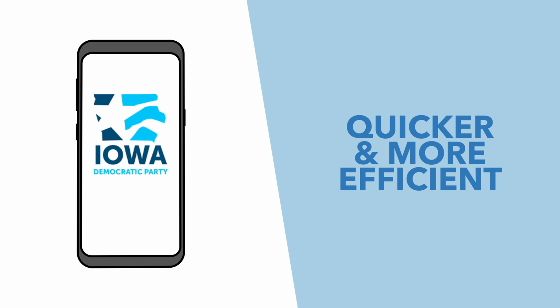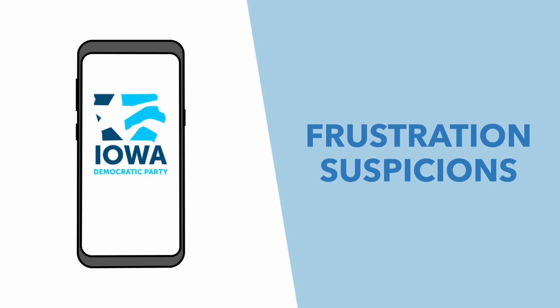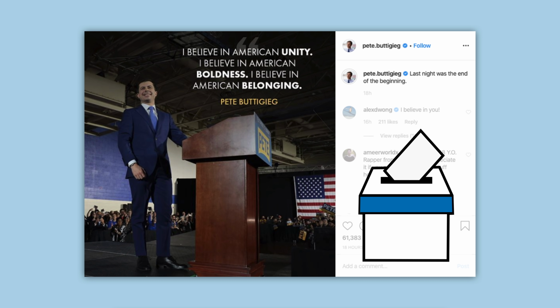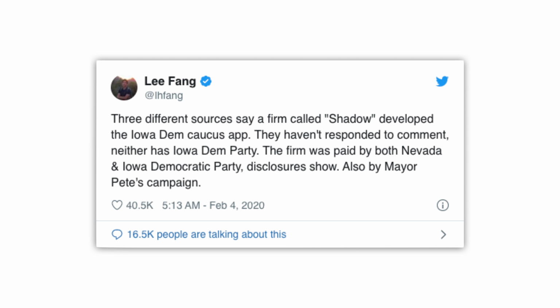Instead of making things easier, the confusion led to frustration and even suspicions. In fact, this chaos led to the hashtag #MayorCheat trending online, with some questioning the Buttigieg campaign after Pete announced his success before any official results were announced. Also, there were suspicions about potential links between the Buttigieg campaign and the company behind the app.